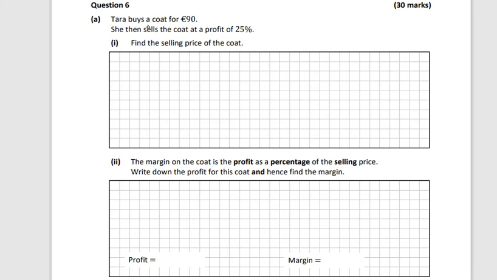Hi folks, this is question 6. She buys the coat for 90, so we'll get 25% of that. You could do that in the calculator, or you might know already that it's 15. And then she sells it, so 90 plus 15 is equal to 105.